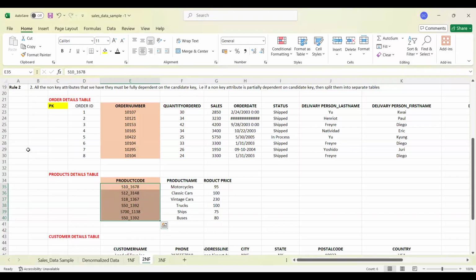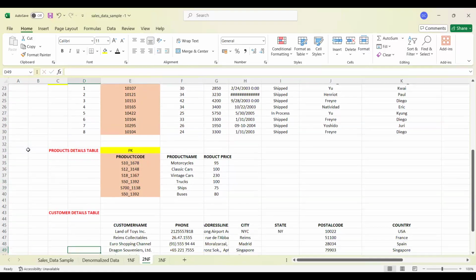Now all my data in this product details table is unique. So without adding any other column, I'll just declare this product code as primary key. Okay? Or else I'll write it here. Okay, my product code will be my primary key in the product details table.